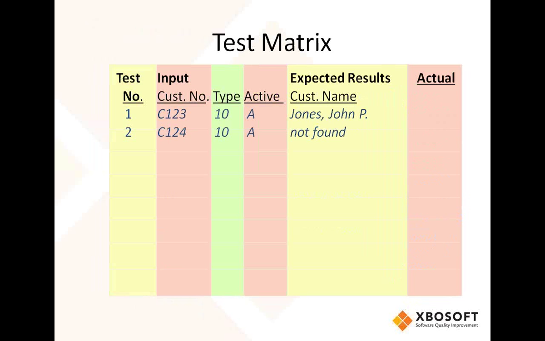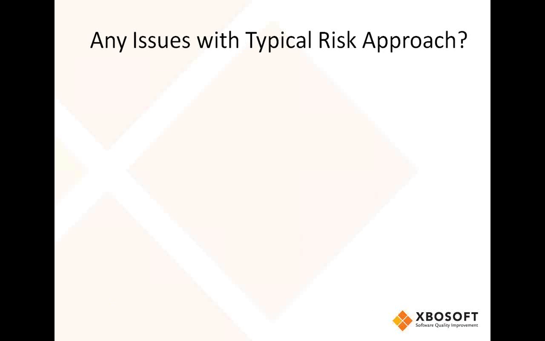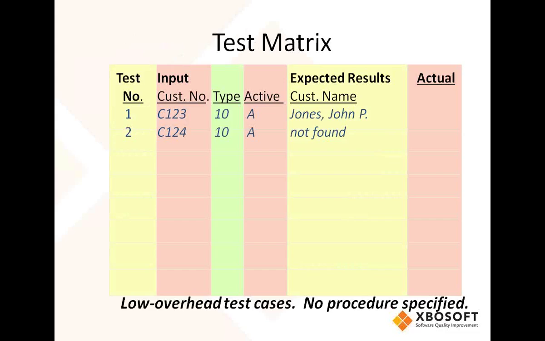There's no procedure specified. Or we can have a matrix where there are columns for each field, including expected results. We could have multiple expected results fields. Each row represents a different combination of those fields. Each row is a separate test case. Once again, test matrices are more economical when there are repeated tests of the same data fields. A test script, the sequence, is more economical when you've got navigation going from one screen to another screen. Most people will have a combination. But realize, once again, these are all low overhead test cases. We're not specifying procedure. And by the way, those of you who are familiar with automation can see that the matrix especially is very adaptable to automation.